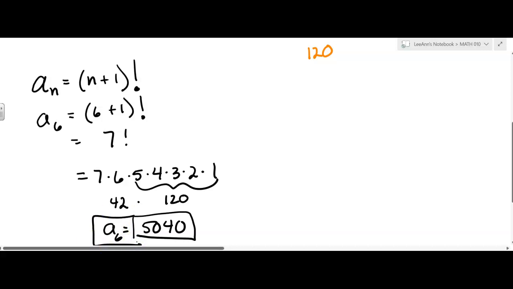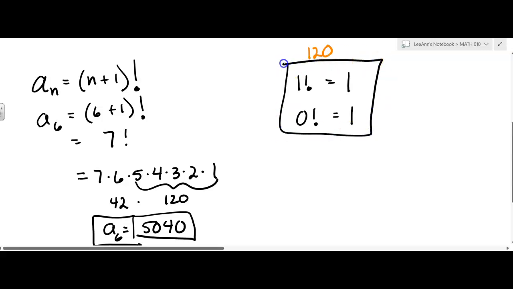All right, so a little bit more about the definition of factorials. First of all, 1 factorial is equal to 1. So that probably seems pretty natural and not too surprising. 0 factorial is also equal to 1. That might seem weird, but we have to do that in order to use it in other math. So by definition, these two things hold.